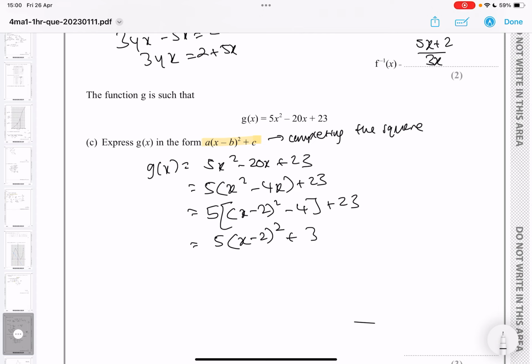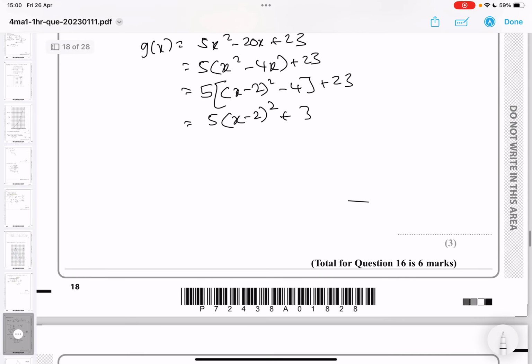So that gives you the answer. a is 5, b is 2, and c is 3. So it gives you in that exact same format. So 5 in brackets x minus 2 squared plus 3. Okay, next question.